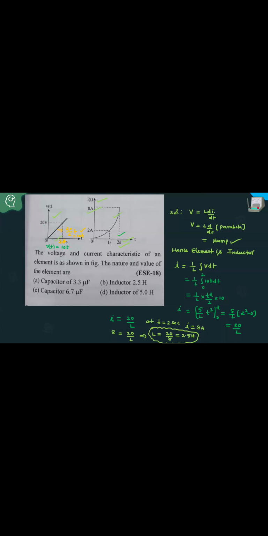Sir, the voltage variation must be for 2 seconds. This also is for 2 seconds. Please, it is some typing mistake. You have to correct it. It's 2 seconds. I got 2.5 Henry. This is the inductor. That's the 2.5. Is it okay? Clear?